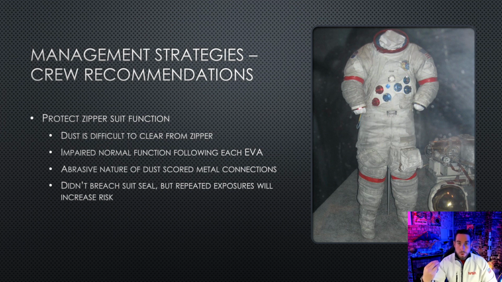That dust scored the metal connections, especially the bearings. So if something was rotating on a bearing, it would circumferentially start to degrade that surface, which is not a good thing. The good news is, from a limited exposure on the surface of the moon, the dust didn't breach the suit seal, but repeated exposures to the stuff are definitely going to increase the risk. Again, for longer-term duration missions on the moon, it's going to become more and more of a problem.